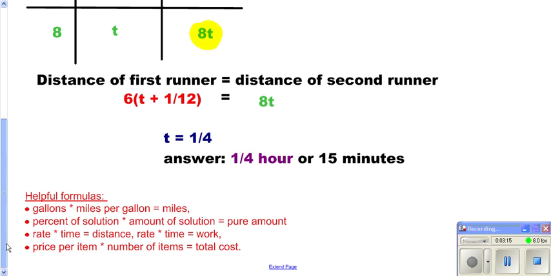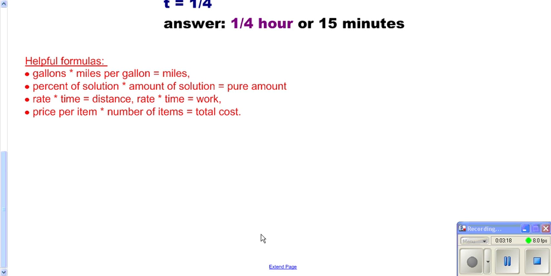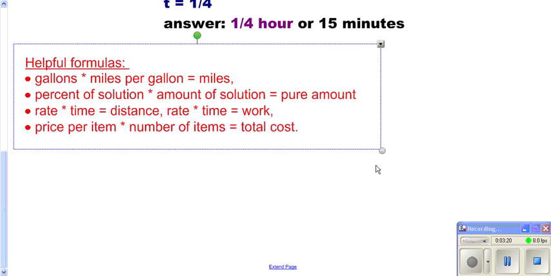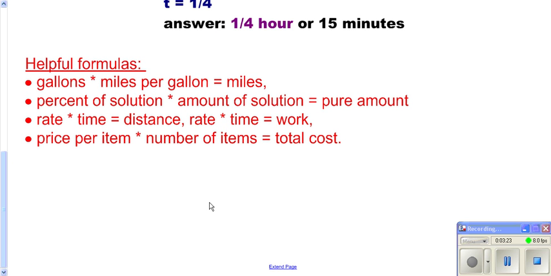Now, when you're dealing with these applied problems, what we have right here are typically going to be the formulas that you'll end up putting at the top of your charts. Gallons times miles per gallon equals miles, if that's your situation. The percent of solution times the amount of solution equals your pure amount. Or if you're dealing with distance, it'll be rate times time equals distance. Or if you're dealing with work that gets done, it'll be rate times time equals work. Sometimes it may be price per item times number of items equals your total cost.